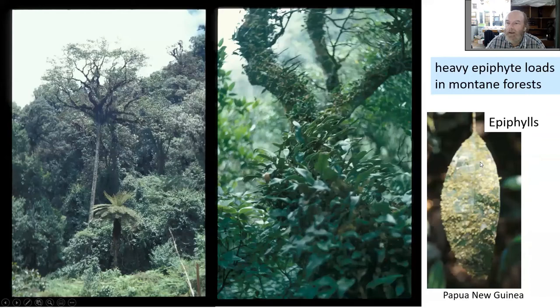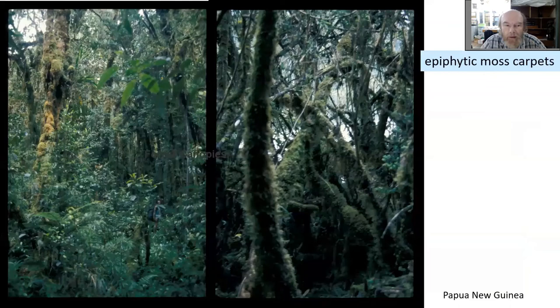There are epiphytes which can create heavy carpets on the branches and trunks, but also on the surface of leaves, so-called epiphylls, which are typically mosses and or lichens. Some of the mosses can create several centimeters or even tens of centimeters thick carpets on the trunks and branches in the mountain forest, which can actually cause a lot of problems for the host trees, because these moss carpets are soaked with water and so can be a very heavy burden on the host trees.